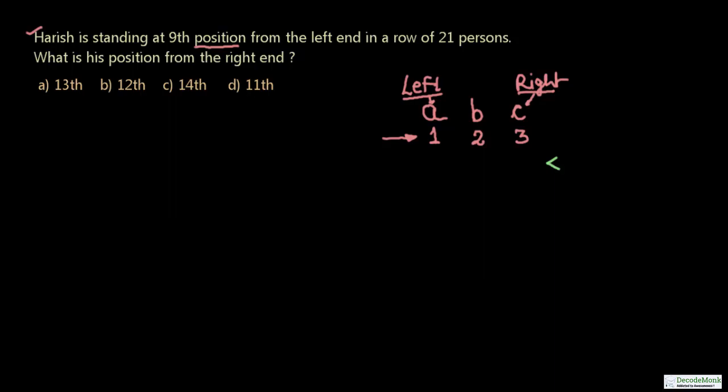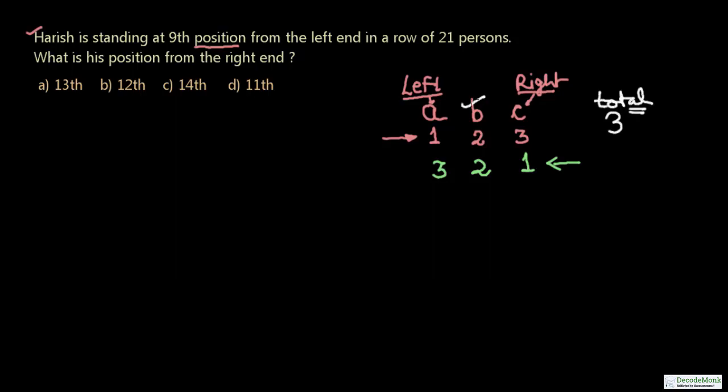Now counting from right, this is the right side. From counting from the right end, C is the first person, B is the second person, and A is the third person. Now my dear little friends, how many total persons are there? There are total 3 persons standing in a row.